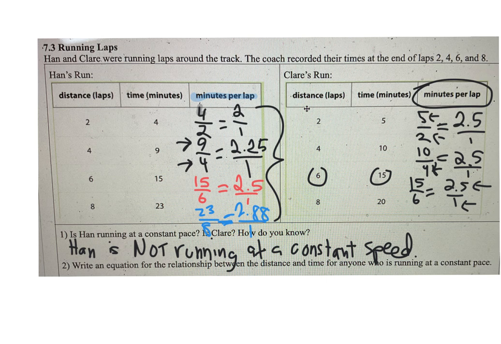All right, and the last one, if we take 20 minutes, we divide that by 8 laps. And once again, you're going to get 2.5 minutes for 1 lap. So as you can see, Claire's minutes per lap is staying the same. It's 2.5 minutes per 1 lap, no matter how many laps she runs. So she does run at a constant pace. And that's how we know, because of this section right here.